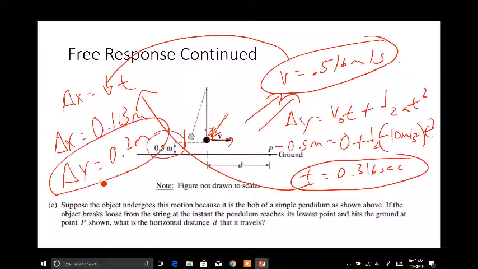0.2 meters. All right, that's it for our simple harmonic motion practice problems. Hope that helps.